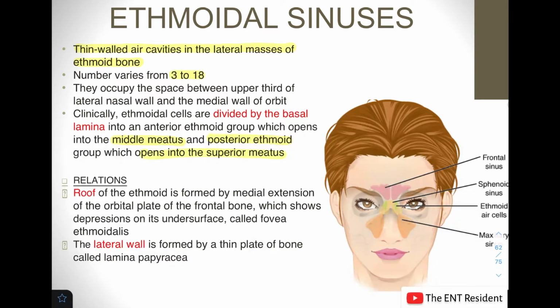So when you talk about relations of the ethmoidal sinuses, the roof of the ethmoid is formed by medial extension of the orbital plate of the frontal bone, which shows a depression on its undersurface called the fovea ethmoidalis, and the lateral wall is formed by a very thin plate of bone called the lamina papyracea.